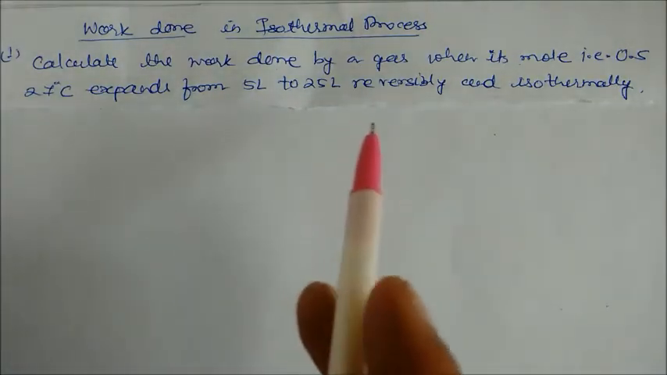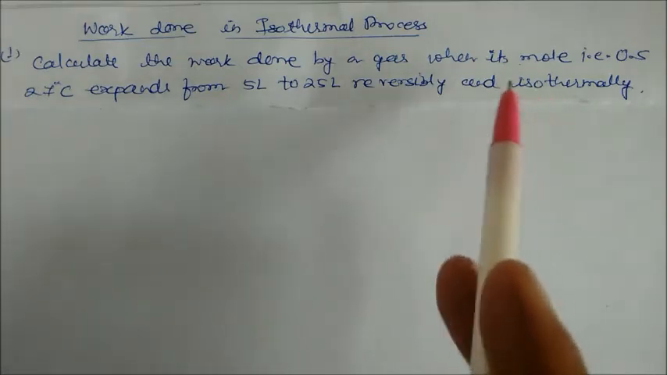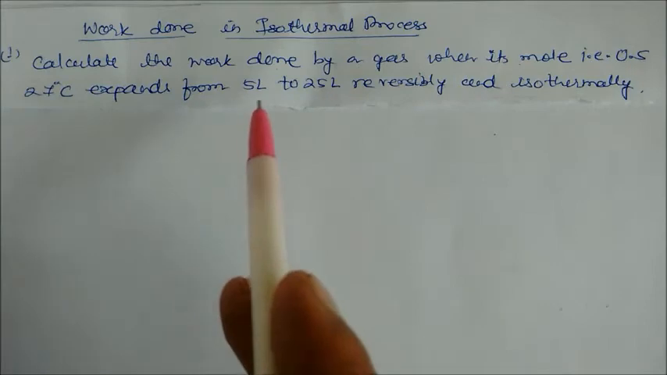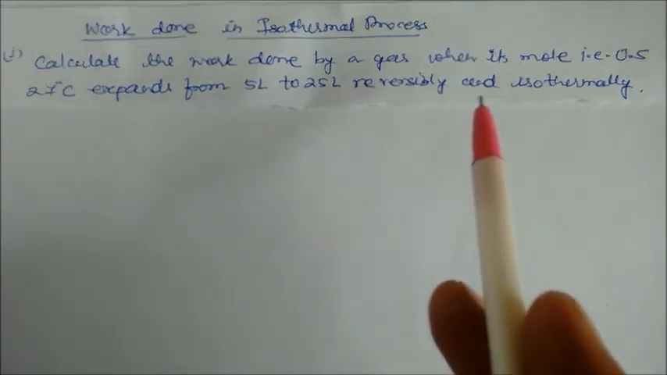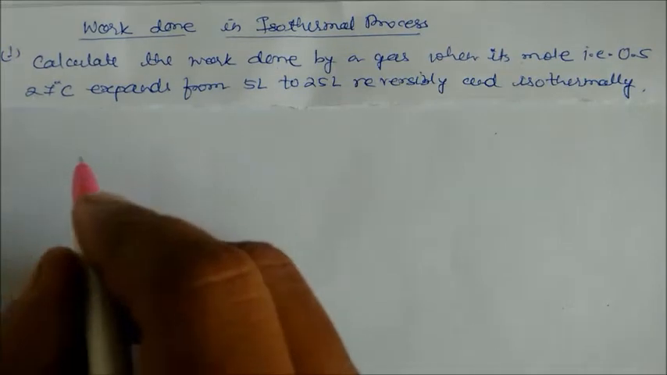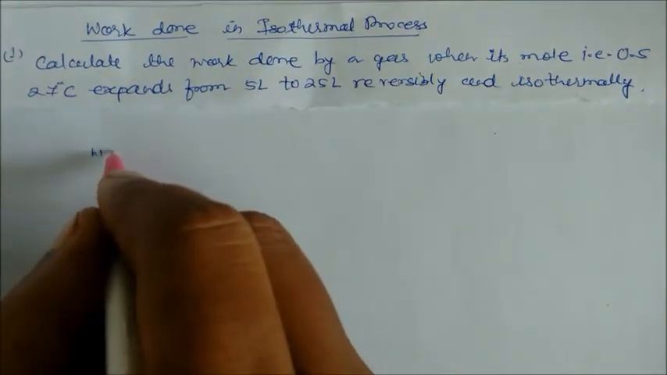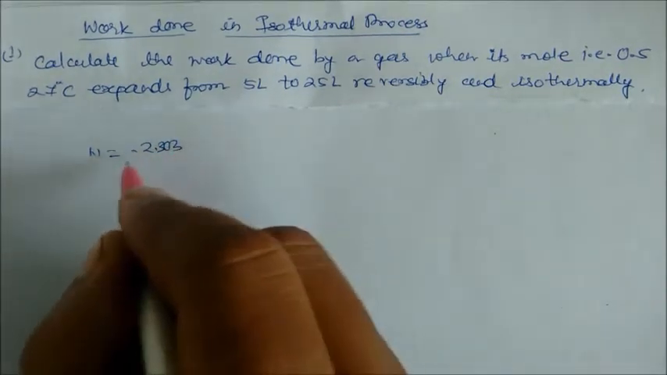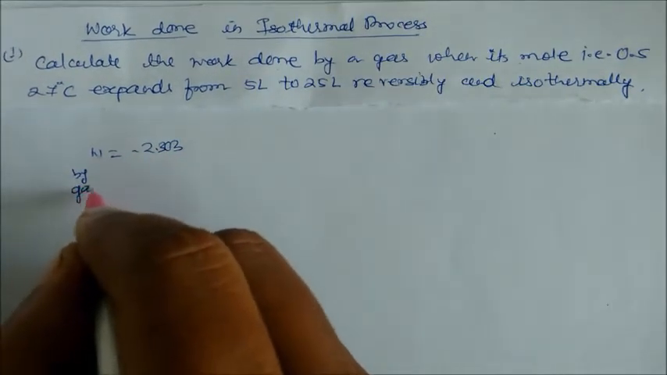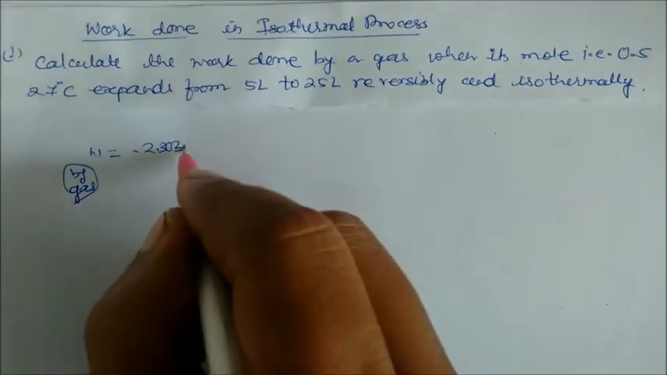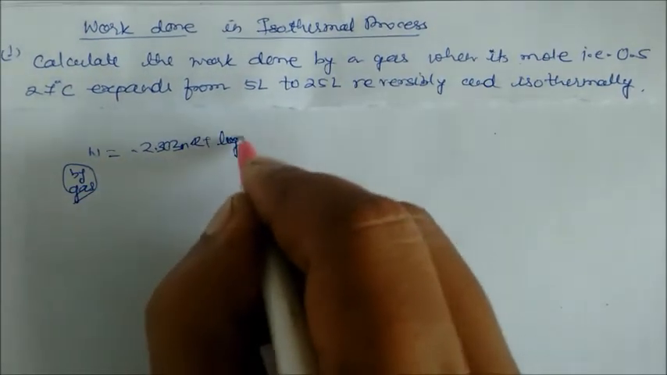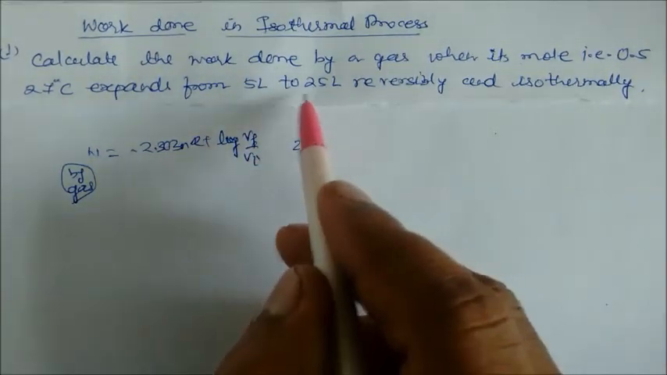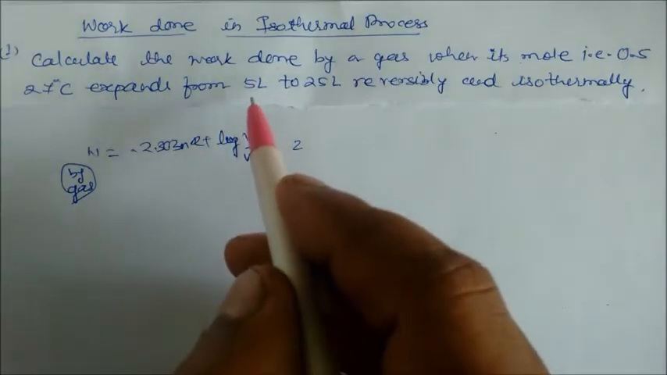Calculate the work done by a gas when its mole, 0.5, at 27 degrees centigrade expands from 5 liter to 25 liter reversibly and isothermally. For this, we know that work done during isothermal reversible process is minus 2.303 nRT log of V final divided by Vi. This is work done by the gas or by the system.